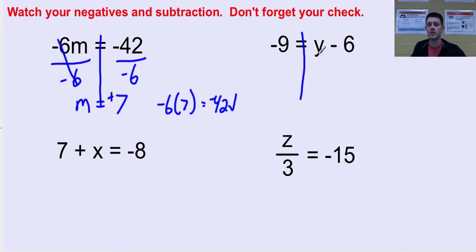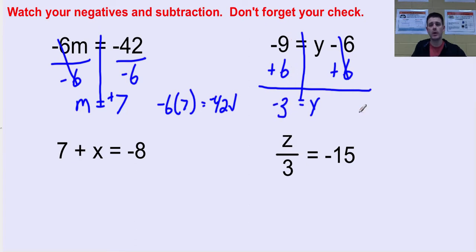But again, we ask ourselves, what did they do to y? They subtracted away 6, so we want to put that 6 back. We're going to add it back, but we have to do the same thing to both sides. Subtracting 6 and then adding it back gets us back to 0, so we're just left with our y. Negative 6 plus 9 is going to give me negative 3.